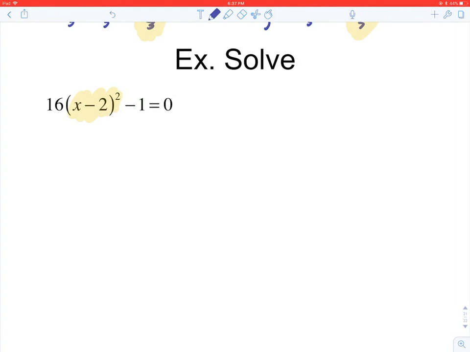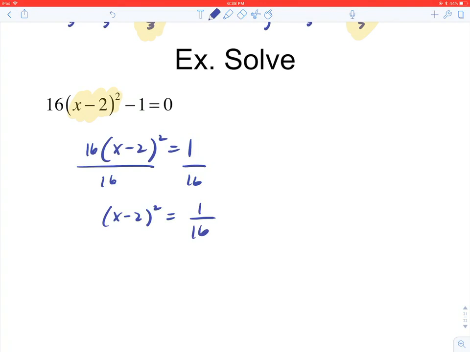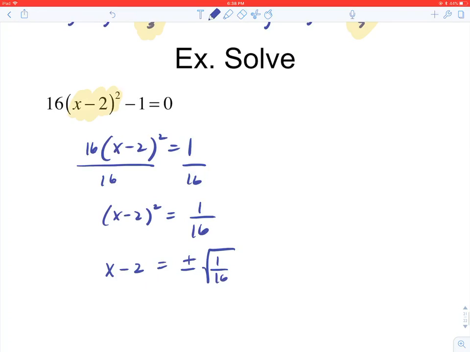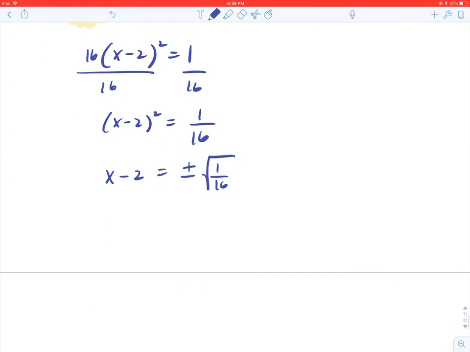Okay, we want to isolate x minus 2 squared. So we're going to first add 1 to each side of the equation. Then divide by 16 on each side. Okay, now we're ready to take the square root of each side of the equation. So we'll have x minus 2 equals plus or minus the square root of 1 over 16.